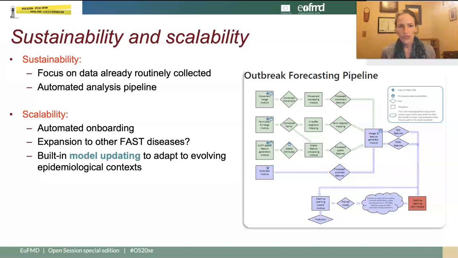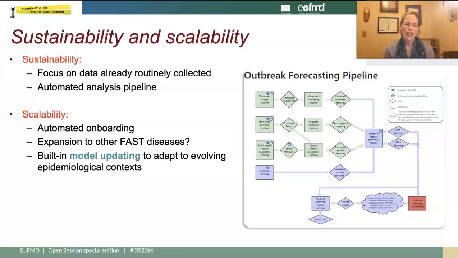It's incredibly important for us to think about the sustainability of this project. So we have developed an automated pipeline to facilitate running this analysis on a weekly basis. And this is also why we really focus on data that's already routinely collected, so animal movement data, for example. There are a number of other things we could certainly consider adding, but if it becomes too much for farmers to keep up with the data requirements, then the system just doesn't have the long-term viability to keep people engaged. So that's why we keep it simple and focus on data that's already available.